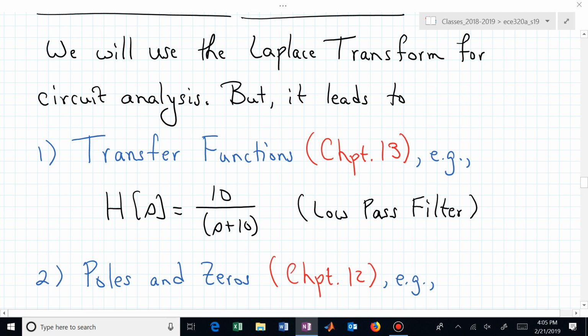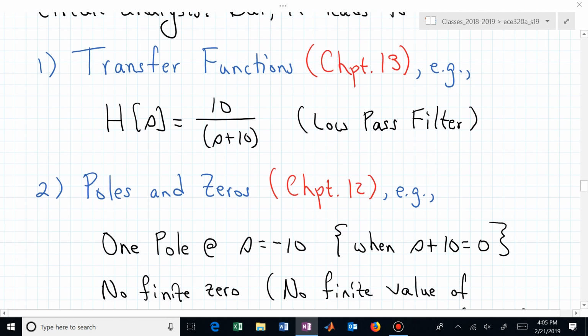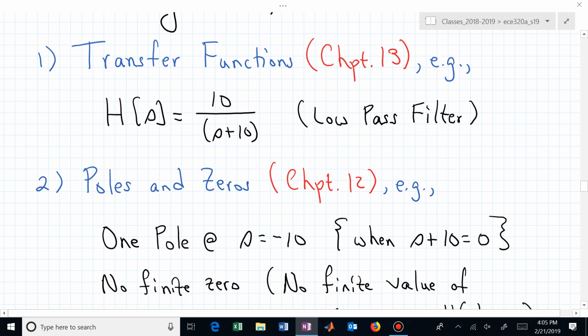So, transfer functions. Have you seen transfer functions? If you have not, we will get to those in Chapter 13. Here is a low-pass filter, 10 over s plus 10. That's a low-pass filter. We'll deal with filters in a later chapter, but that's one transfer function, H of s.